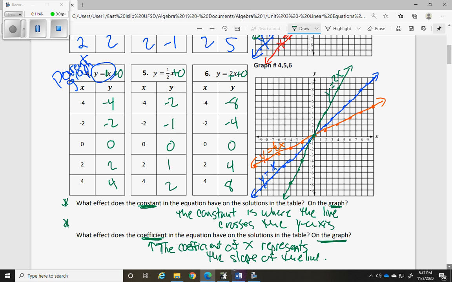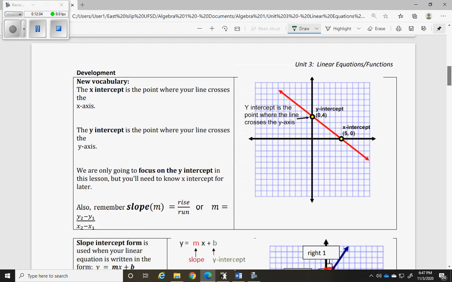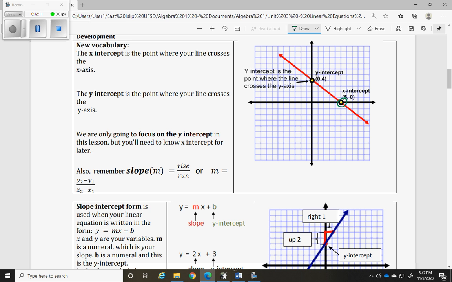And then we're going to use this knowledge to help us graph lines without doing a table of values. If I know what the y-intercept is, it means I know where it's going to cross the y-axis. And if I know what the slope is, I know how to make a staircase to find other points on the line. So let's take a look. That's what all of this says. It tells us an x-intercept is where it crosses the x-axis, a y-intercept is where it crosses the y-axis, and we really are only going to focus on the y-intercept for now.